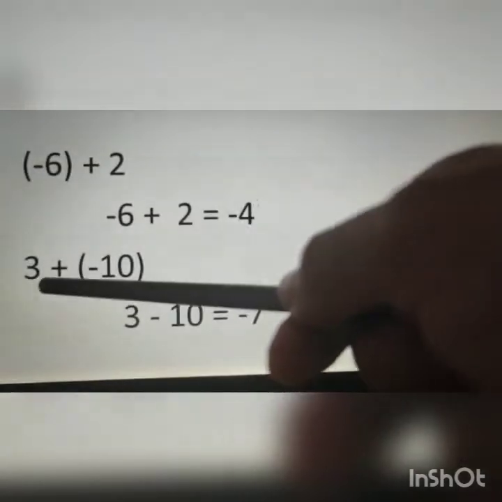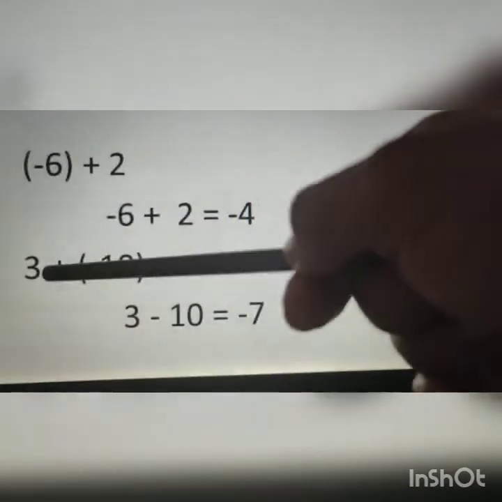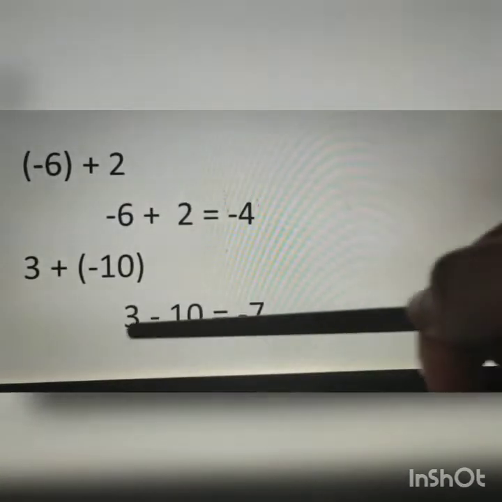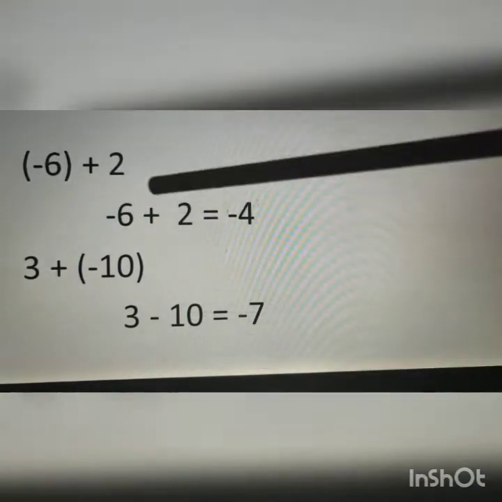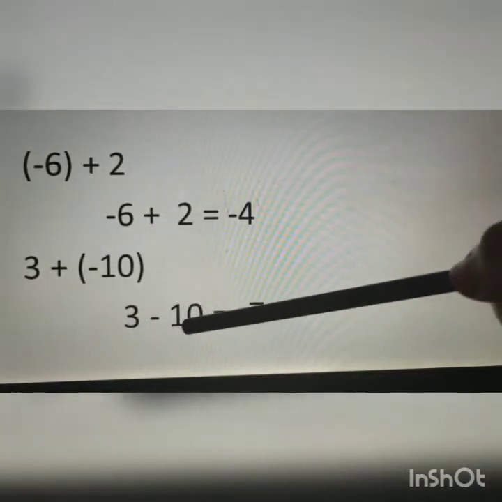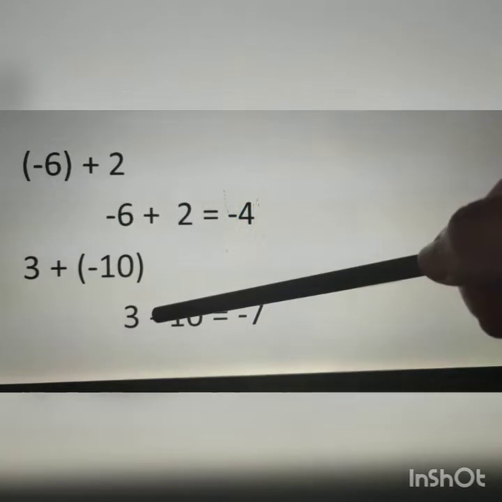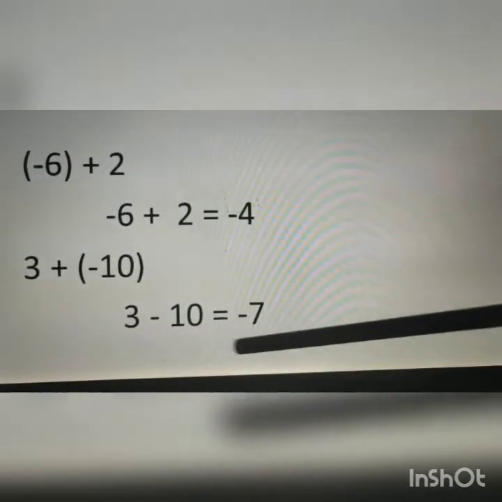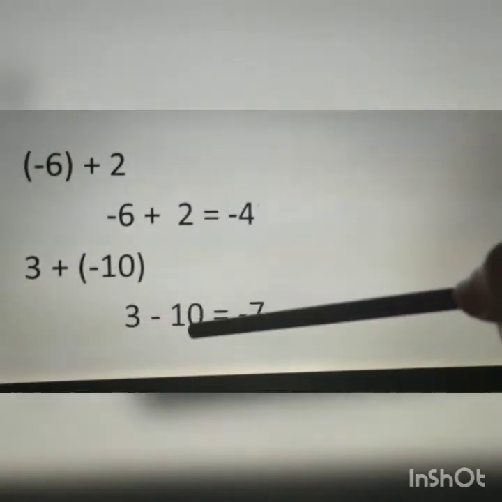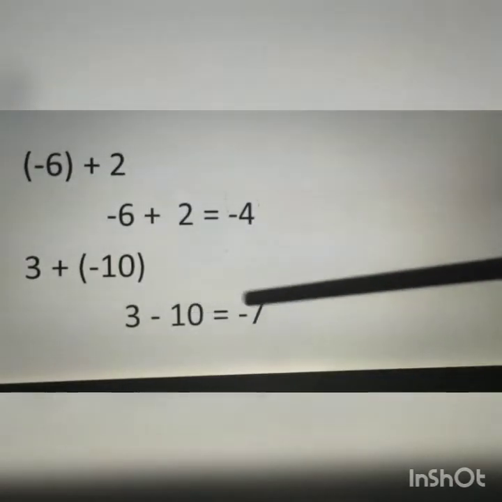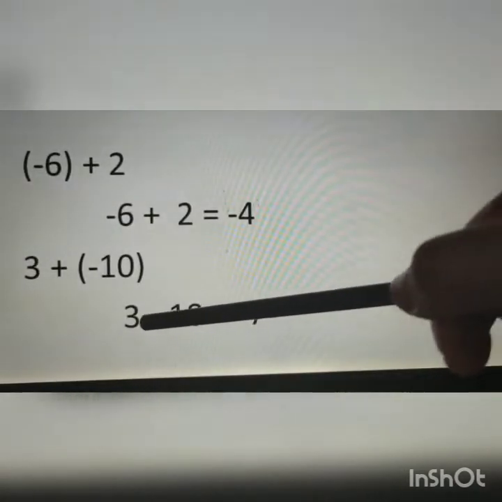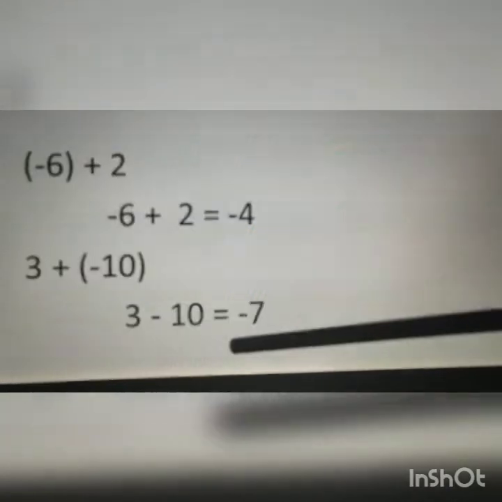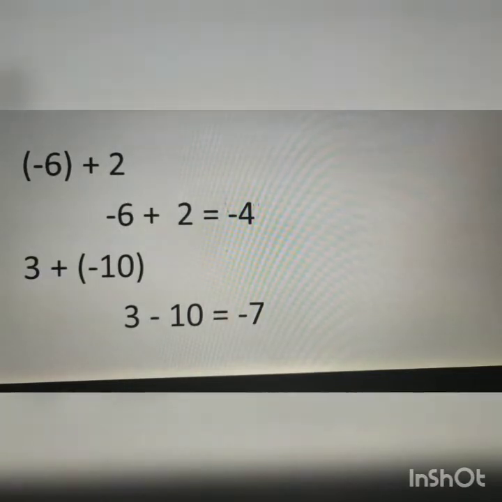Next, 3 plus minus 10. We know plus into minus, minus will come. 3 minus 10. So we have to subtract and put the sign of the bigger number. Here the sign of 10 is minus and it is greater than 3. Therefore in the answer, minus will come. 10 minus 3 is 7 and the bigger number's sign is negative. 10's sign is minus, so minus 7 will come.